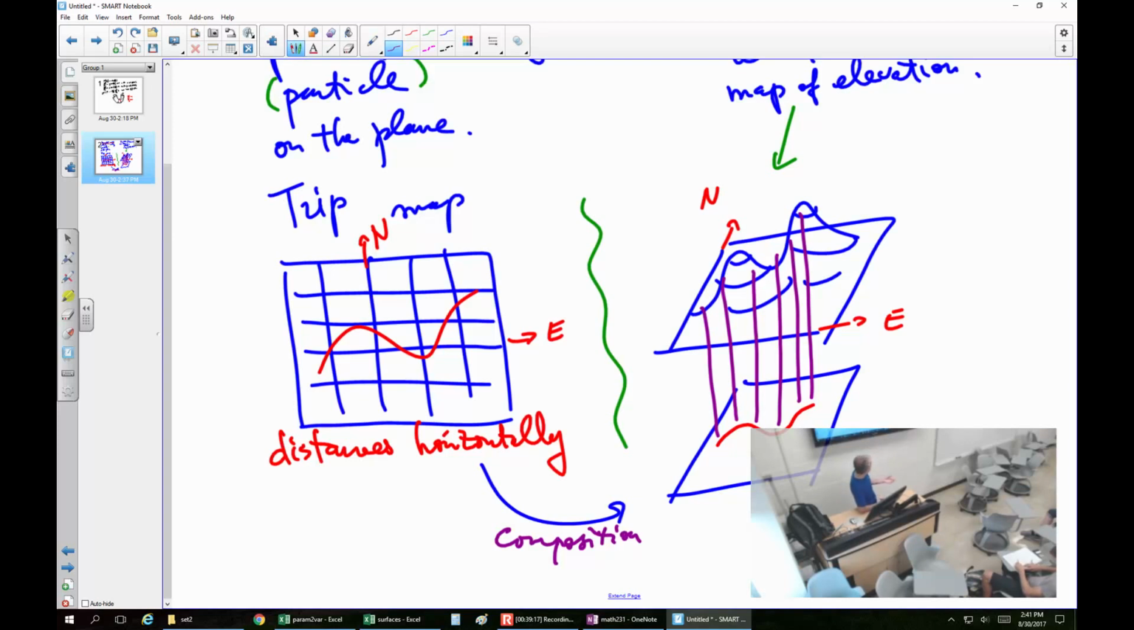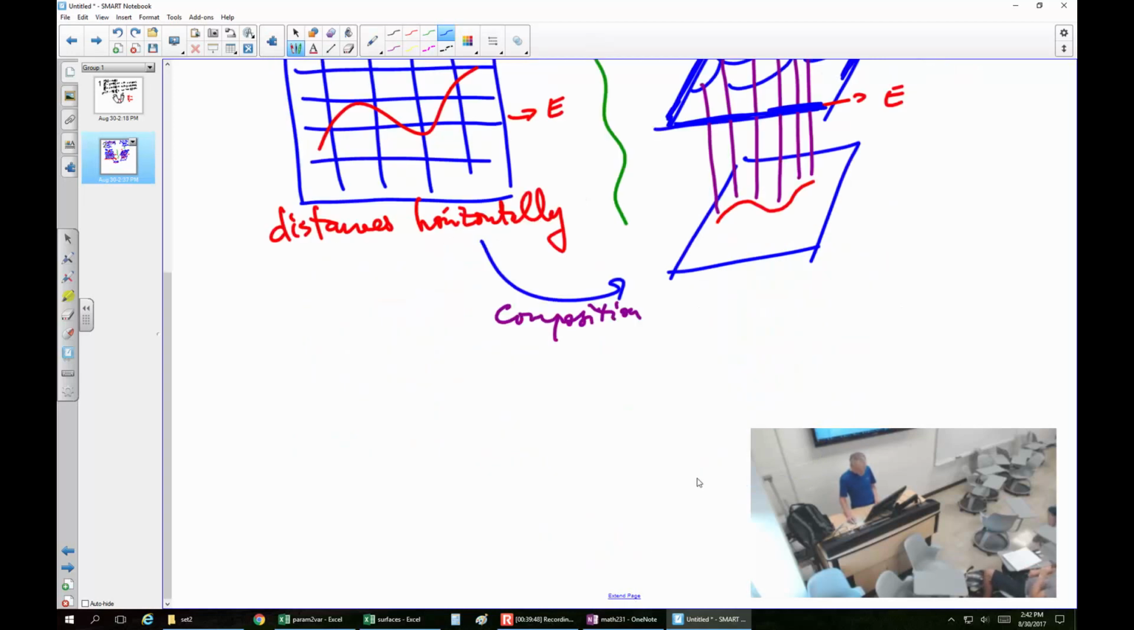And then if you want to know, in addition, how far you get up, you compose that function, your trip map as a function of time, with the function of two variables which represents the elevation. Okay, so that's what we did. And then what becomes crucial now is how do derivatives come into play, and you can guess what. Well, let's try to investigate that.